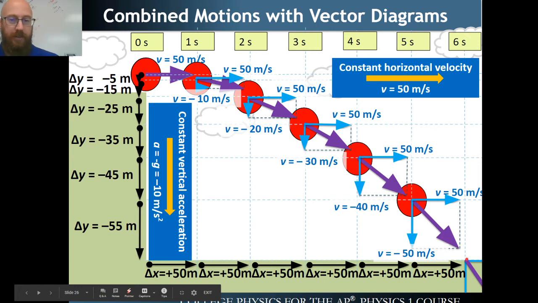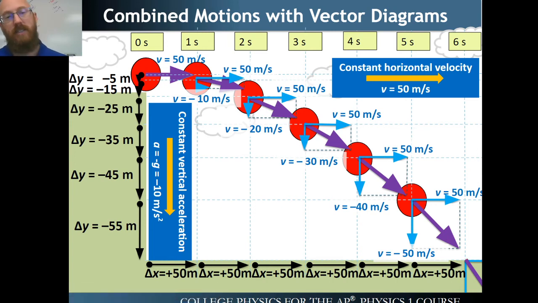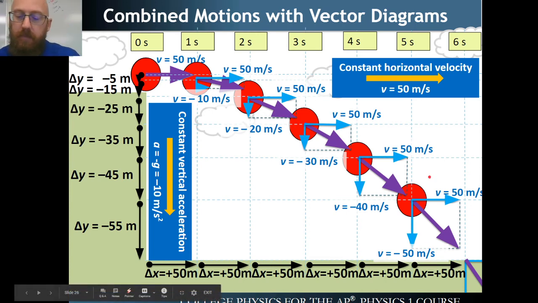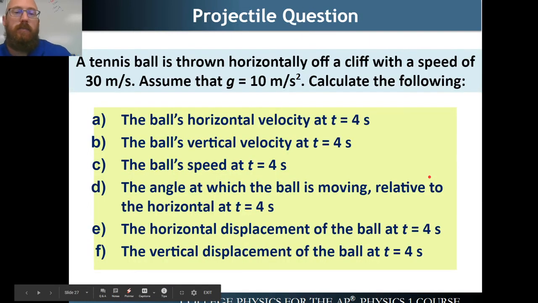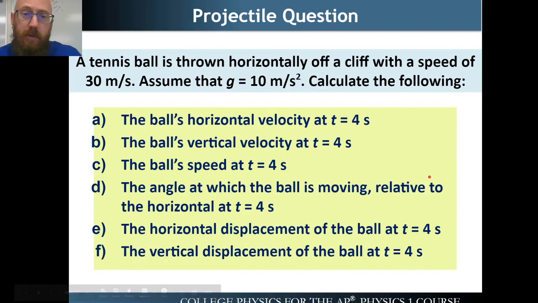Now I know everyone's like, well, the velocity is 0 when it impacts the ground. Yes, but no. We want the fraction of a second before it hits the ground. Smarty pants. So, here we go. Tennis ball is thrown horizontally off a cliff. Assume the gravity is blah, blah, blah.